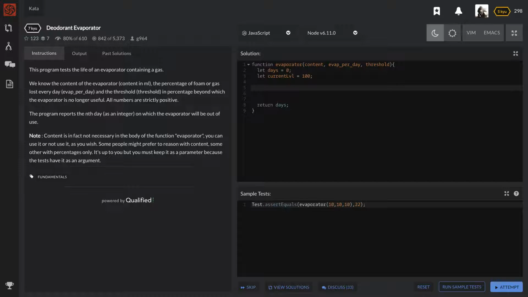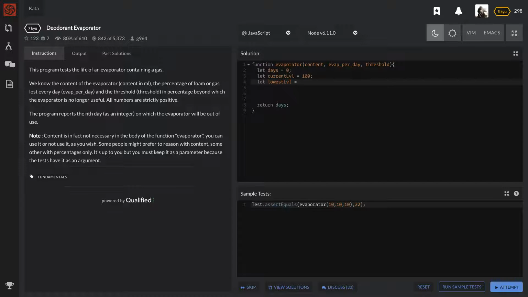What is going to happen is we have to know, of that 100, say that's 100 milliliters. It doesn't matter, but say that's 100 milliliters, and we know at a certain threshold, this container is no longer useful. We can't compare it to the threshold percentage though, because that is just a percentage. We need a hard number, and so let's do that calculation right now.